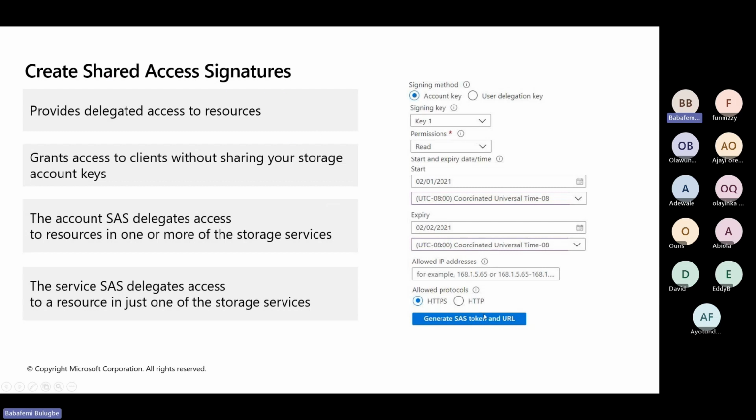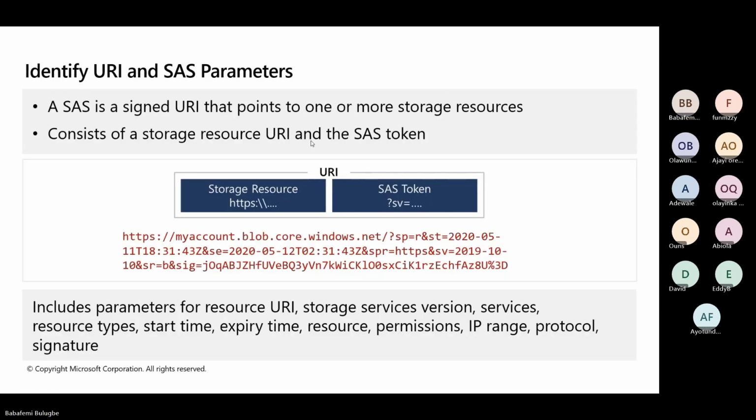So this is what you do: you copy the SAS token and the URL and send it to whoever wants to access that particular file or that particular resource. So we have the SAS. It's a signed URL that points to one or more storage resources, or just a particular file, a particular resource.